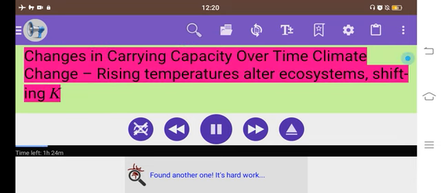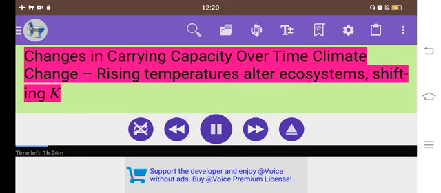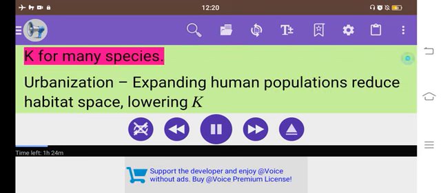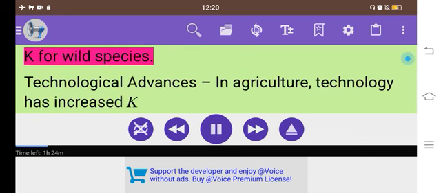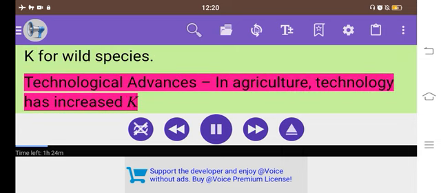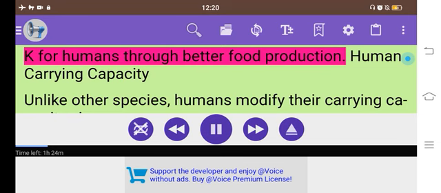Changes in carrying capacity over time. Climate change, rising temperatures alter ecosystems, shifting K for many species. Urbanization, expanding human populations reduce habitat space, lowering K for wild species. Technological advances in agriculture have increased K for humans through better food production.